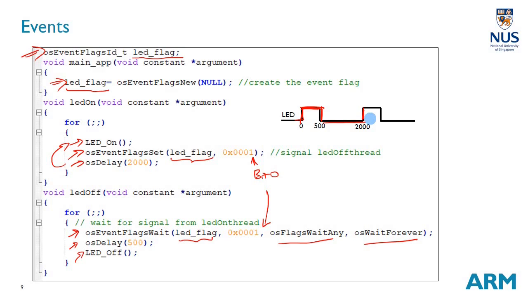So you can see effectively the event flags and thread flags are very similar. The only difference is that with thread flags you are specifically sending or setting the flags for a particular thread, whereas in event flags you are setting it to an event flags variable which can be accessed by any thread.